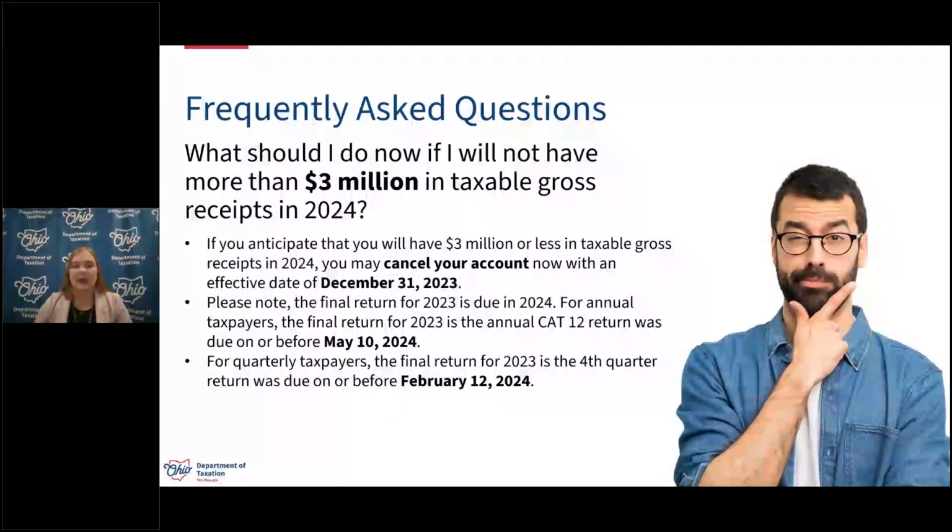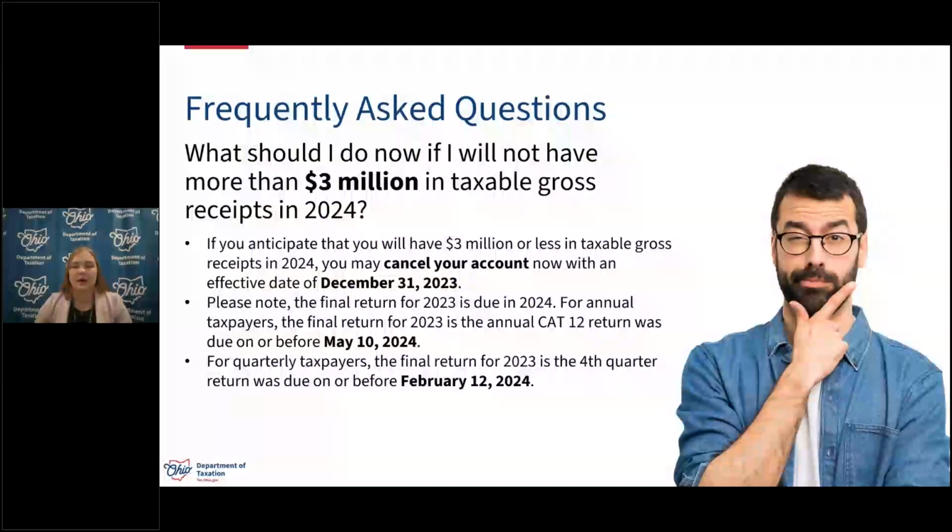The 2023 annual return, as previously stated, was due May 10th of this year, and the fourth quarter return was due February 12th of this year. The gateway will allow you to backdate a cancellation request to 12/31/2023 if you wait until the final return has been filed to cancel the CAT account.